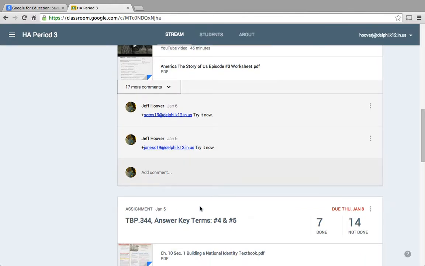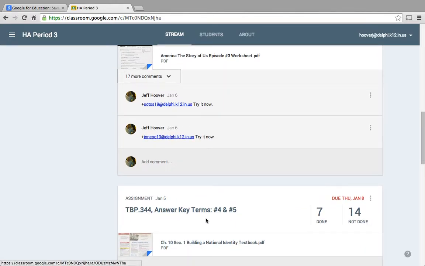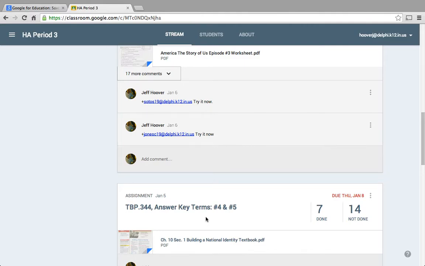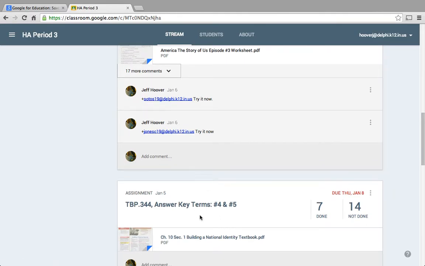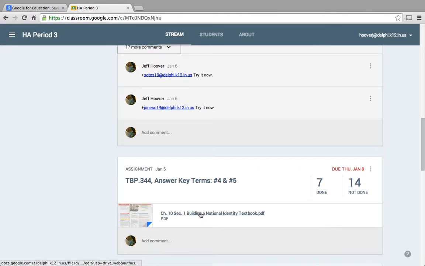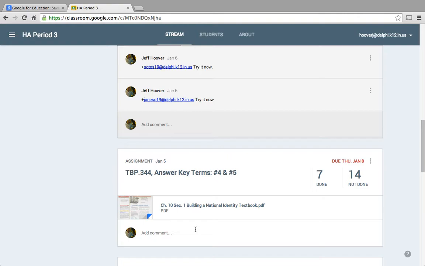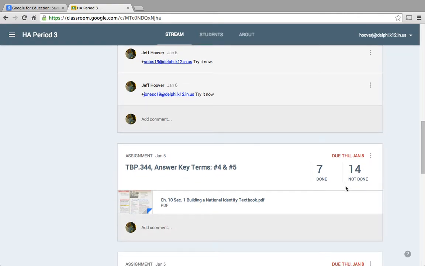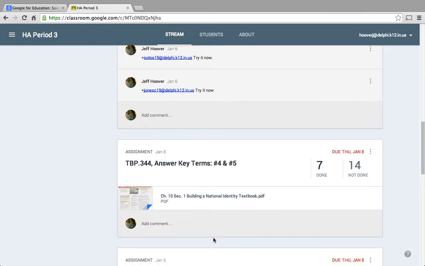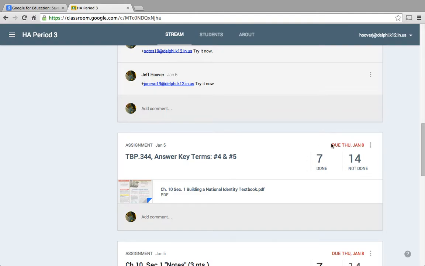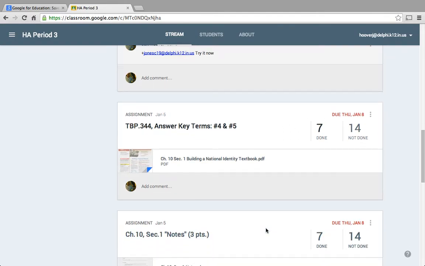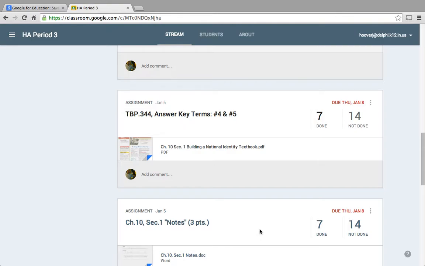The next assignment, we had textbook page 344, and two questions, two for key terms, which is just vocabulary. And I went ahead and put their book on this attachment. 7 have done it, and 14 have not, so I'll have to find out what's going on there. It's not due until Thursday, which is the 8th, which is good, today being the 7th.